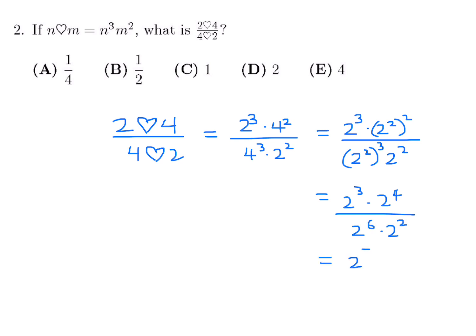The top is 2 to the power of 7. The bottom is 2 to the power of 8. And that leaves me with just 1 over 2. So number 2, the answer is B.